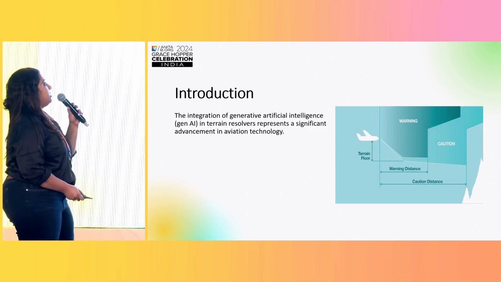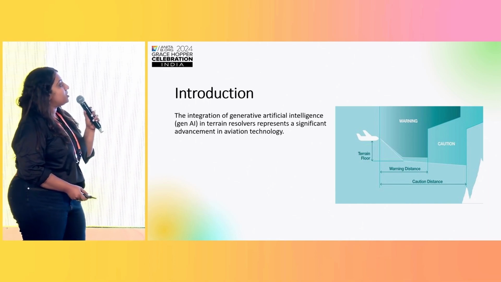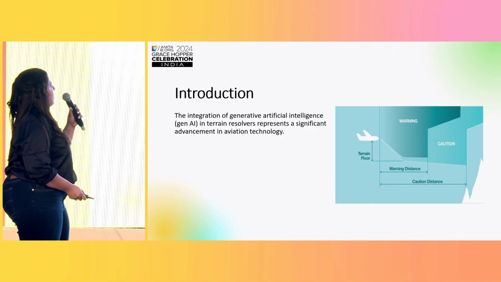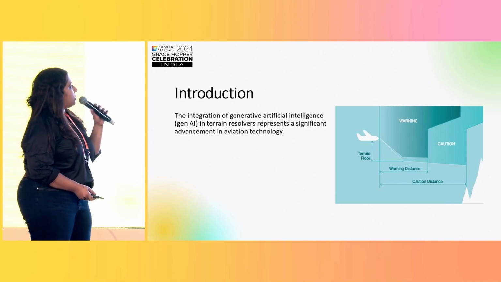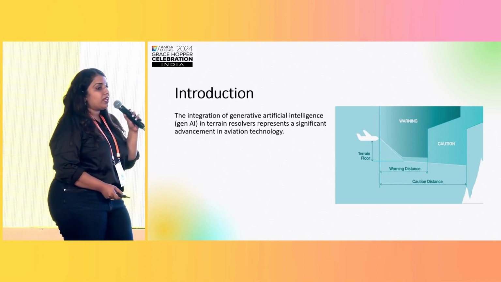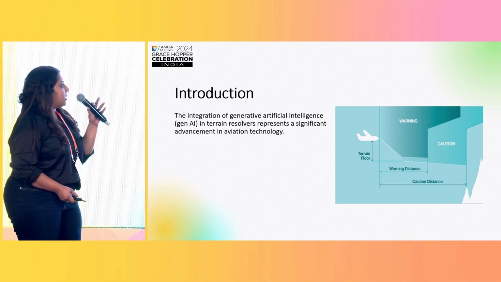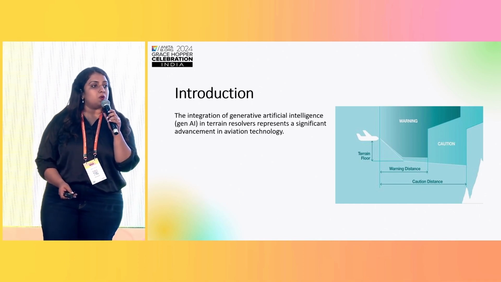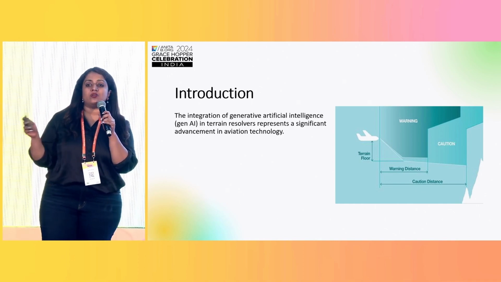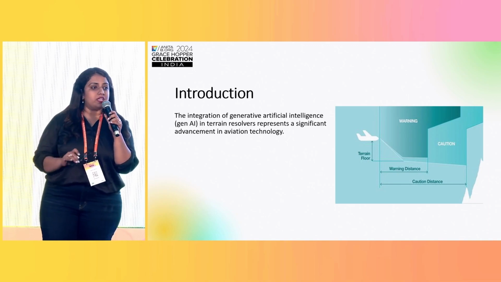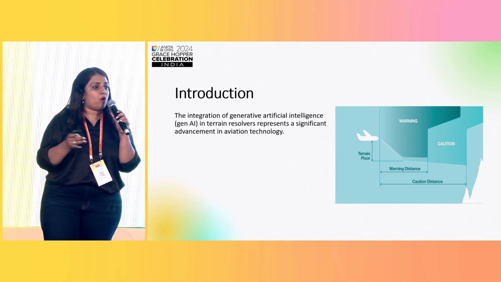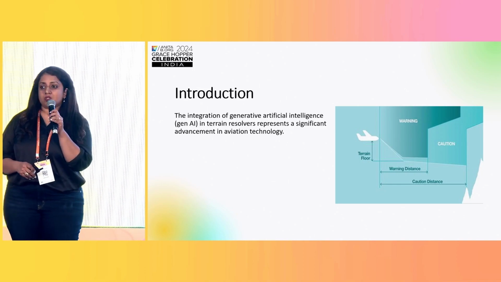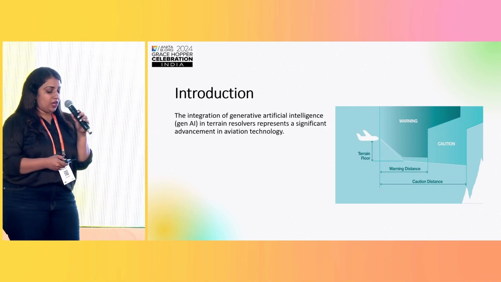So that's what's happening for the terrain resolver when we are going up with an aeroplane. So if you can see what is meant by terrain resolver. Terrain resolver is an integration of generative artificial intelligence with terrain, which represents a significant advancement in aviation technology. It will give a warning to the pilot, covering the terrain floor, how much is the warning distance and how much is the caution distance. Imagine yourself as a pilot flying over a steep mountain or a steep volcano, or something with fog or some obstruction or a bird. It is the responsibility of the terrain resolver to alert you much in advance.